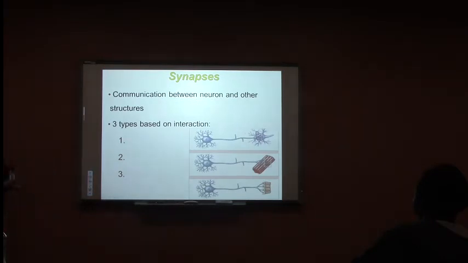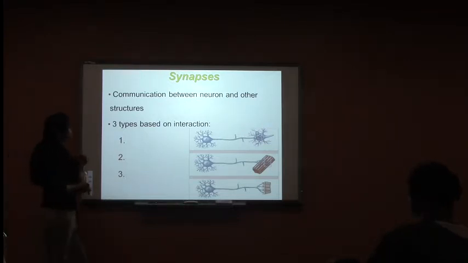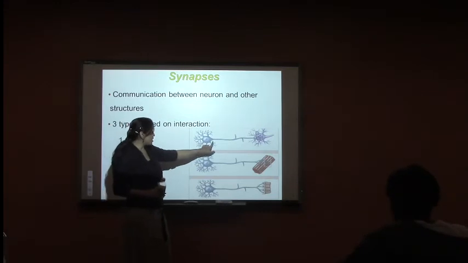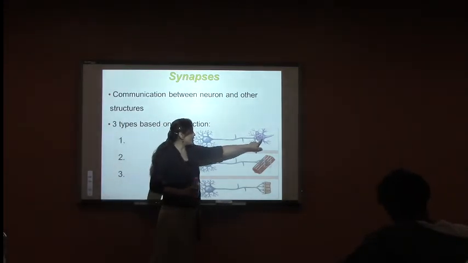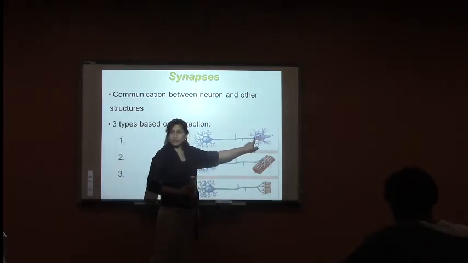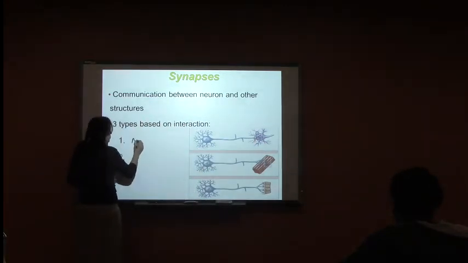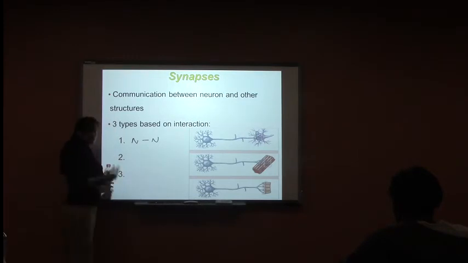Now let's talk about synapses, the different types of synapses. A synapse is basically communication between a neuron and another structure. There are three types based on the interaction. So you have basically a neuron, and there's a synapse, and then you have another neuron, which are the dendrites. Okay? You just call it a junction between a neuron and a neuron, or synaptic.